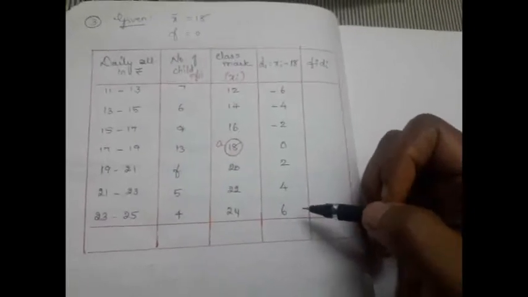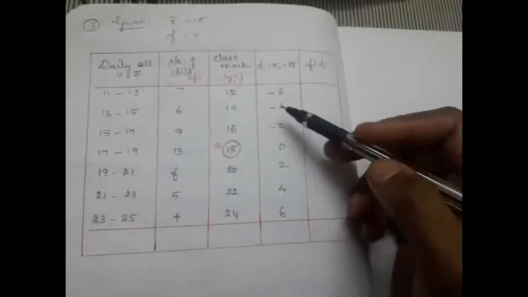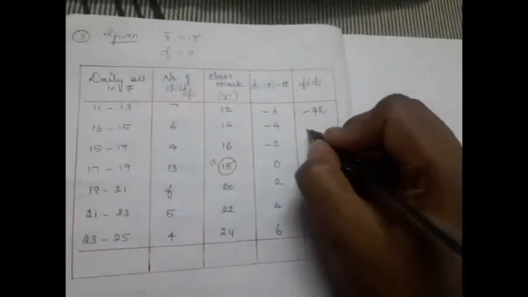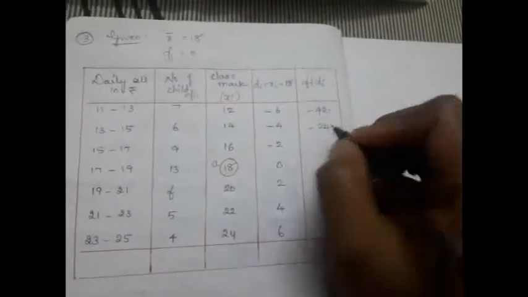Again and again I am insisting, kindly be careful while subtracting because you may get negative numbers. Don't blindly subtract the smaller number from the bigger number. Your formula is x minus a, in spite of x value, right? Now we need to find FIDI, f with d. You have to multiply. 7 6s are 42, so it is going to be minus 42. 6 4s are 24, minus 24.